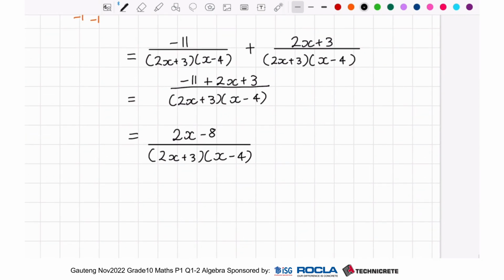And I can see that I can factorize this 2x minus 8 because I've got a common factor 2 in both of these terms. So I can take out a common 2 here, and I will be left with x and minus 4. So I'm taking out a common 2. I'm left with x for the first term, minus 4 for the second term. And my denominator stays the same.